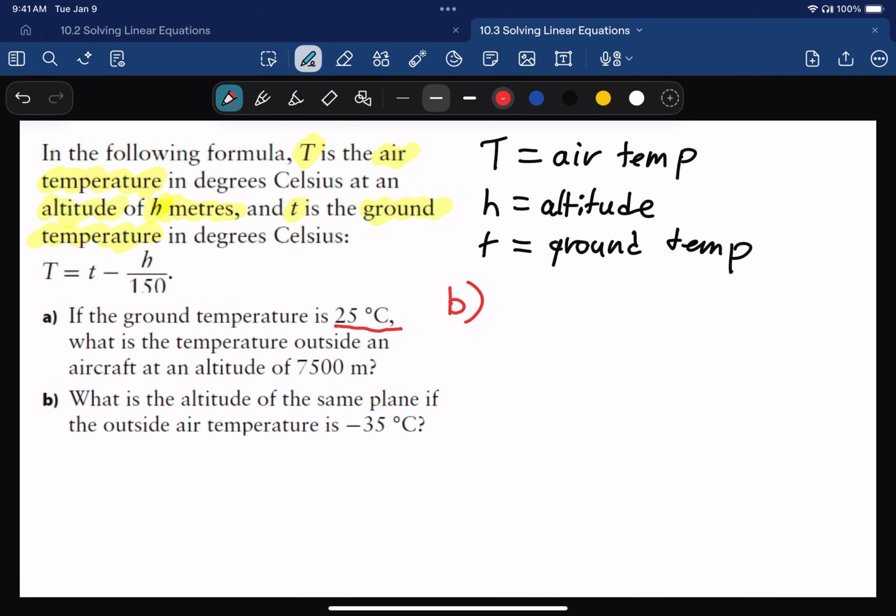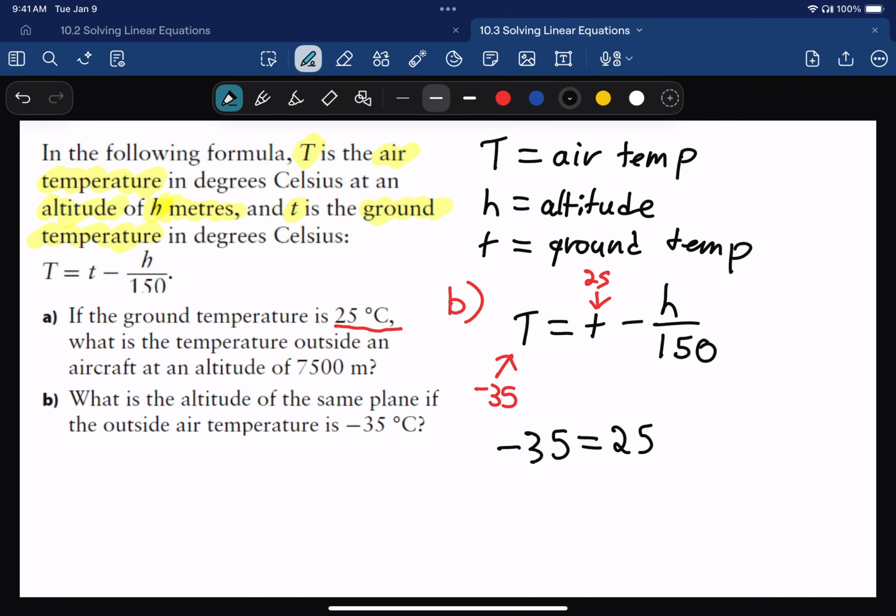Okay, so let's sketch out our formula again. Big T equals little t minus h over 150. What is the altitude of the same plane? We know the ground temperature is still 25, so let's put 25 in here again. And now they're saying the outside air temperature is negative 35, and we are looking for h. So if we rewrite our formula, we will have negative 35 equals 25 minus h over 150, like so.